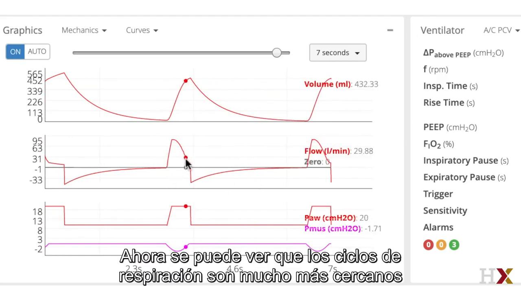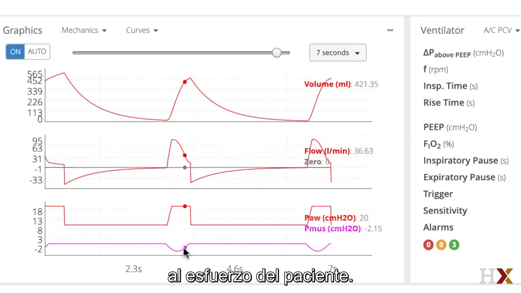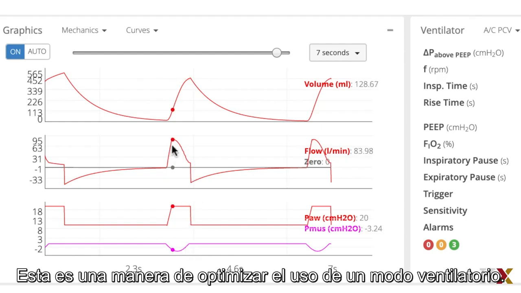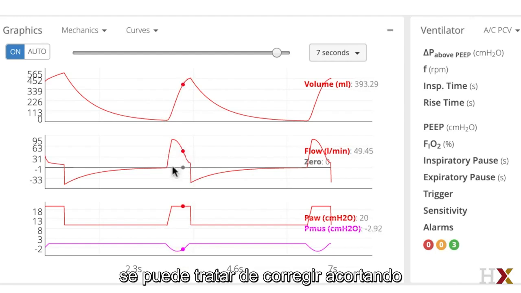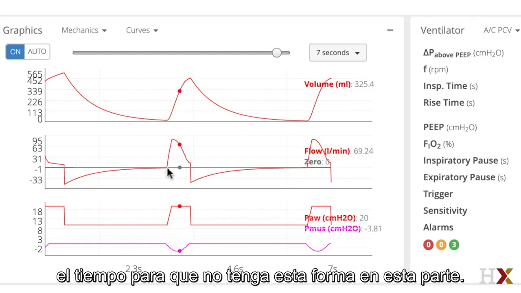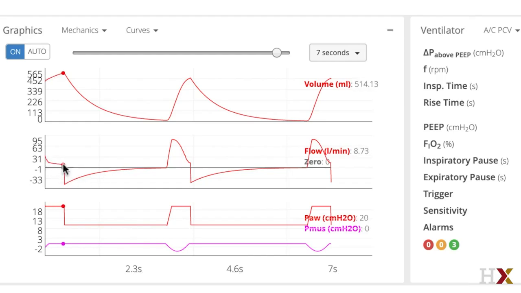Now you can see the breath cycles off much more closely to the patient's effort. This is one way to optimize a ventilator mode. When you see changes in the flow, for example, in pressure assist control, you can try to address this by shortening the time so that it does not have this shape here.